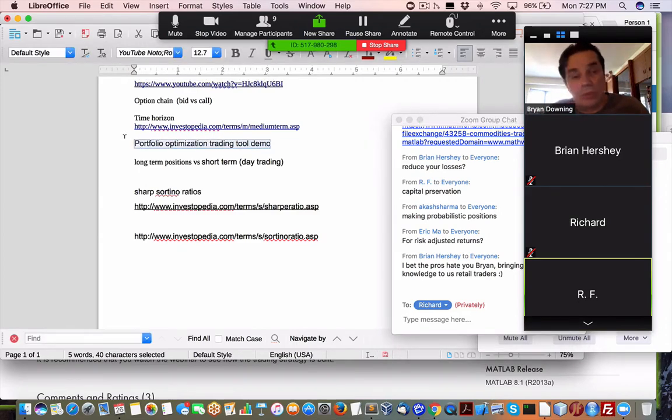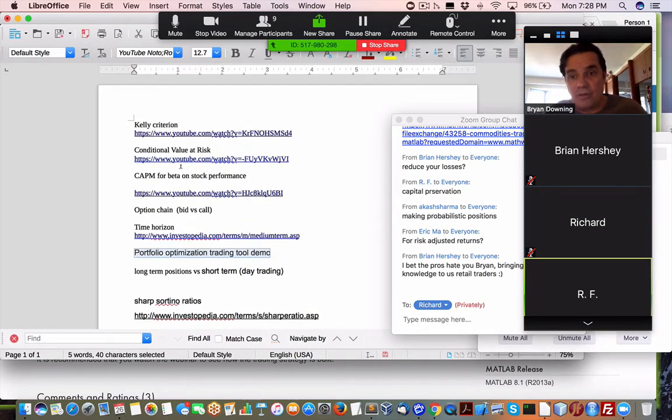But there's a lot of tools that you can use, and I've already mentioned a few of them. The Kelly Criterion, I've also mentioned, is value at risk. You can find them whatever your language is. If it's Python, there's lots of scripts that do this. There's actual packages that focus on this sort of stuff.